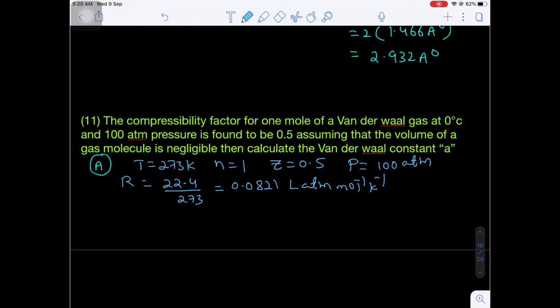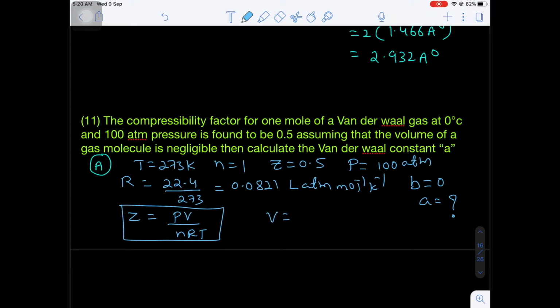Okay. Now here the volume occupied by the gas molecule is negligible as compared to the total volume. So that means the small b value is negligible here. Now the question is, what is the van der Waals constant A? Before calculating A, the volume of the gas is to be calculated. We know compressibility factor Z is equal to PV by nRT. From here, the volume of the real gas is compressibility factor into nRT, whole divided by pressure.